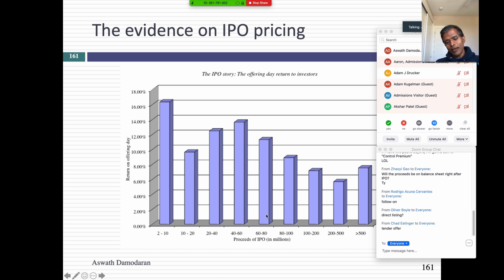And this is from the studies that actually look at how much of a discount there is. So you look at IPO proceeds, on the offering day, what the return is. Think of that as the underpricing. On very small IPOs, that underpricing is 16%. As the IPOs get bigger, the underpricing tends to be on average less. It's about 8% for $500 million or more. But you can see a huge variance in these numbers.